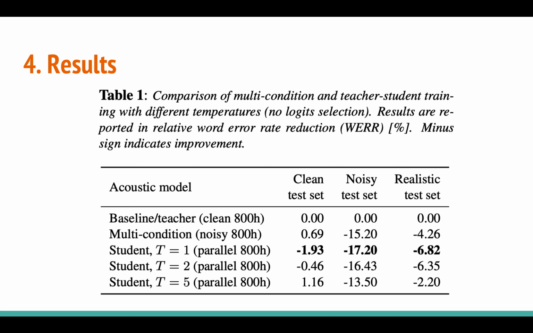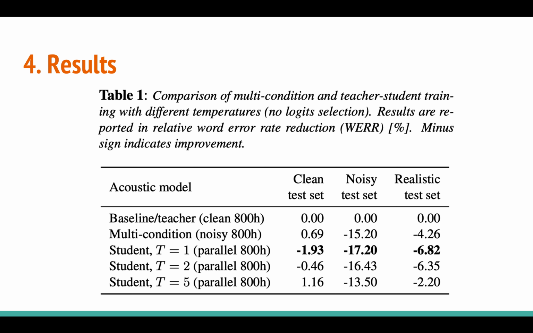That's what I knew and was doing till today. But what these people are showing is that if you do teacher student training, you can actually get better performance compared to only doing multi-condition training, which is a good sign. So that's what they are showing here: a student network with temperature set to 1, and it's actually beating the multi-condition training.